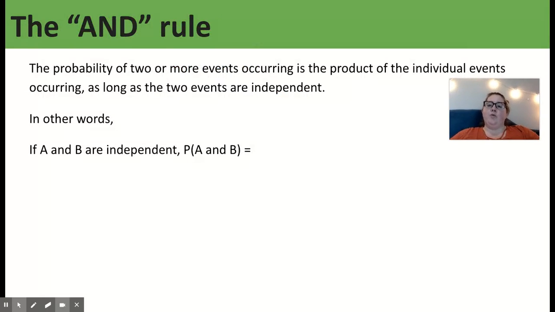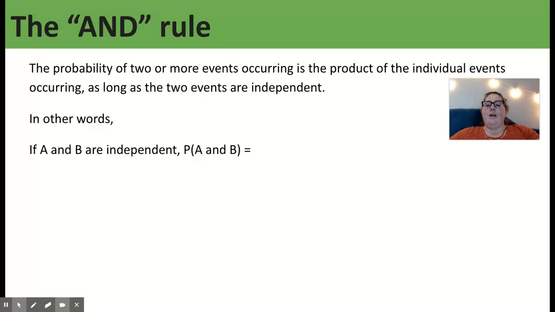Our AND rule explains how we find the probability of this and this. The probability that two or more events occur is found by finding the product, which means multiply, of the individual events occurring, as long as the events are independent. We'll talk another day about what happens if they're dependent. We actually talk a little bit about that today too.